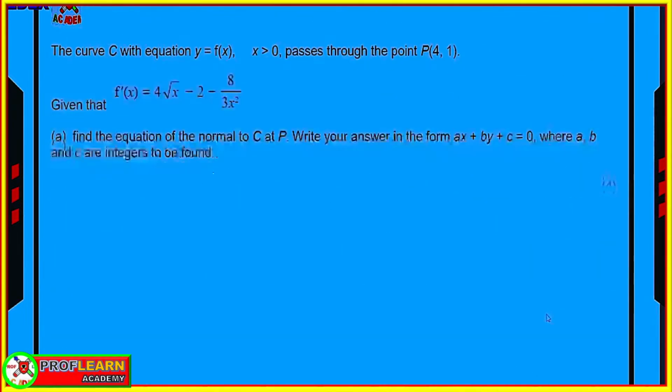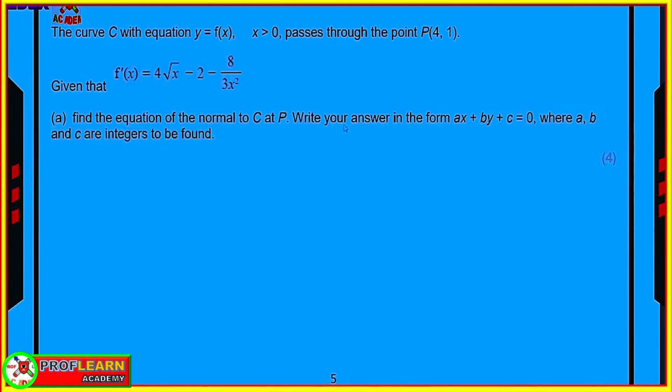Moving to the next question, here we are talking about differentiation, and you need to know how to find a gradient from a function. You need to know how to differentiate, that's what I mean. And then you need to know how to find the equation of the tangent to the curve, and you need to know how to find the equation of the normal to the curve. So we were given the gradient function f prime of x, already differentiated.